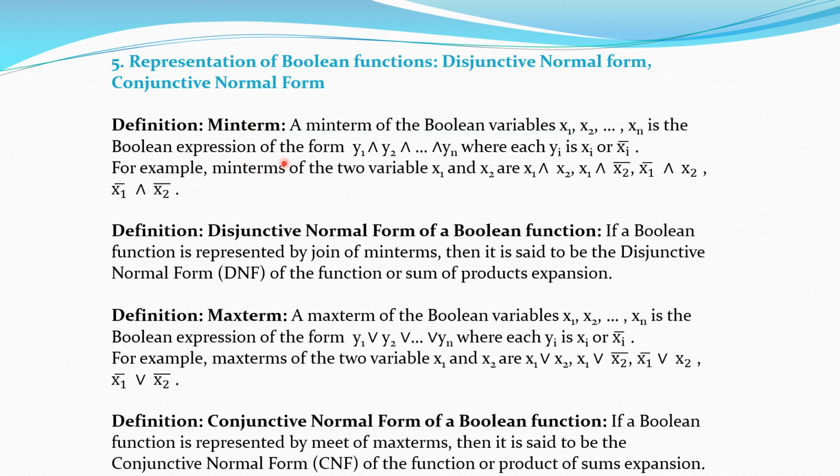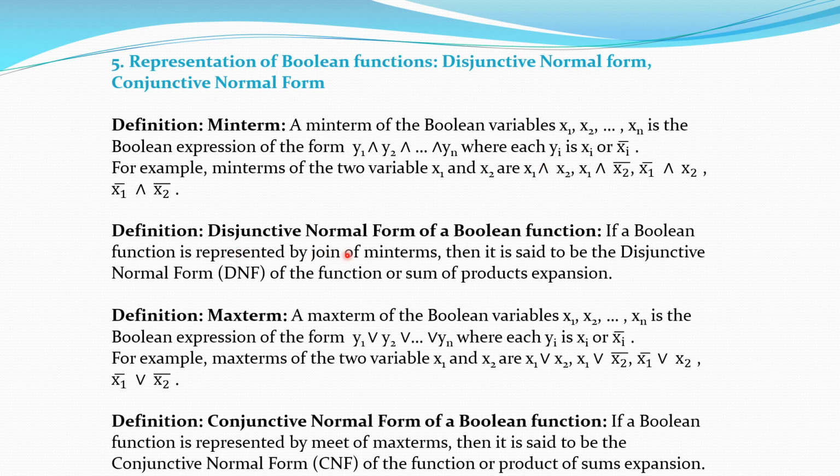Now min term. A min term of the Boolean variables x1, x2, ..., xn is the Boolean expression of the form y1 meet y2 meet ... yn, where each yi is either xi or xi bar. For example, min terms of the two variables x1 and x2 are x1 meet x2, x1 meet x2 bar, x1 bar meet x2, x1 bar meet x2 bar. So how is a min term obtained? By writing the variables x1, x2, ..., xn in the form y1 meet y2 meet ... yn, where you have to take each yi as the variable itself or its complement.